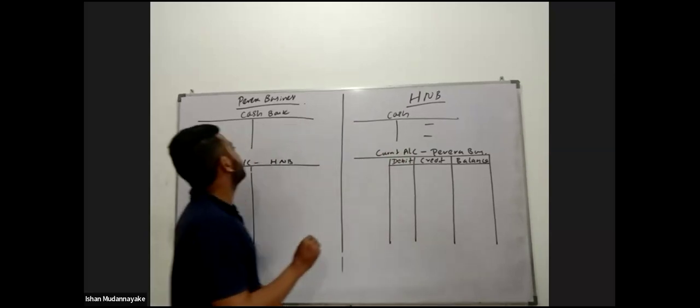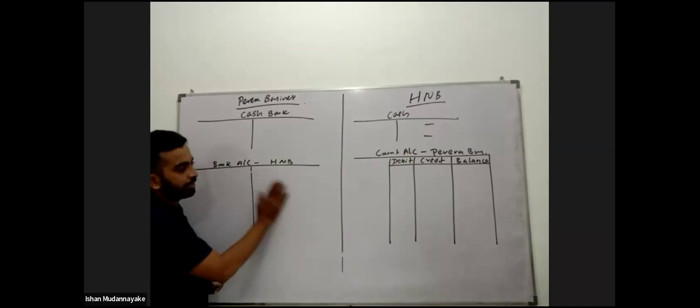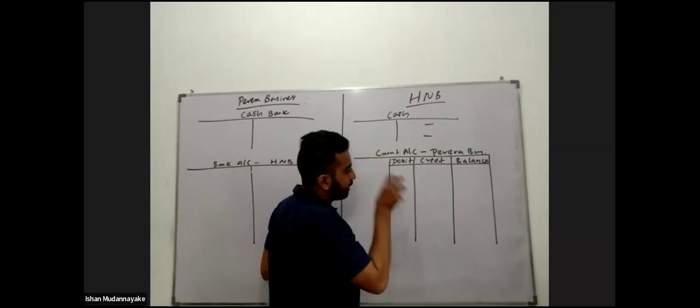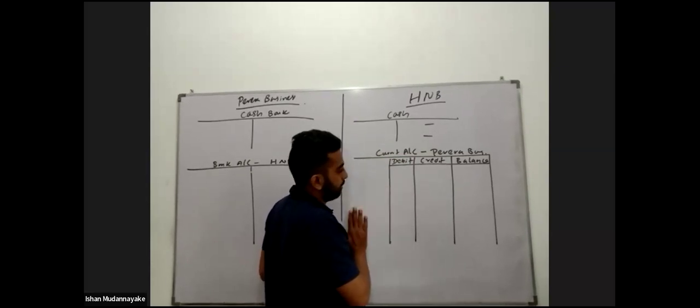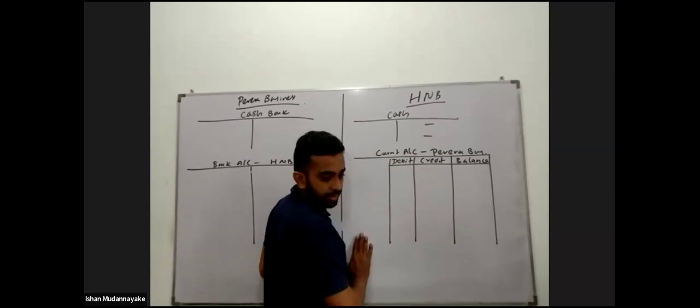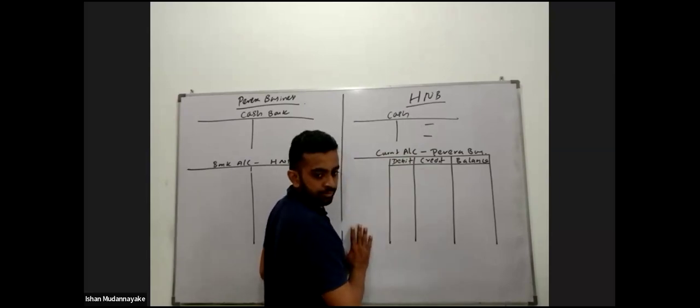In our accounts, we have two sides, debit side and credit side. But a commercial bank maintains an account using this format. They allocate this column for the debit side, this column for the credit side, and the last column to record the balance.